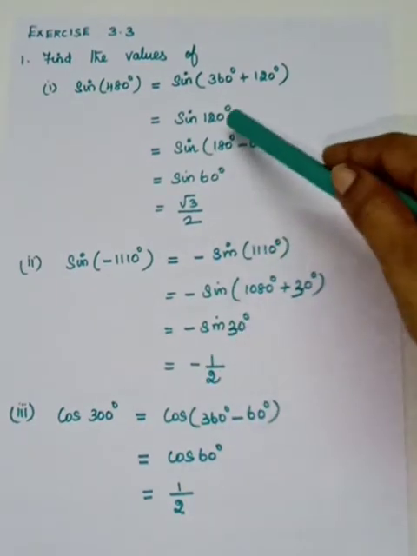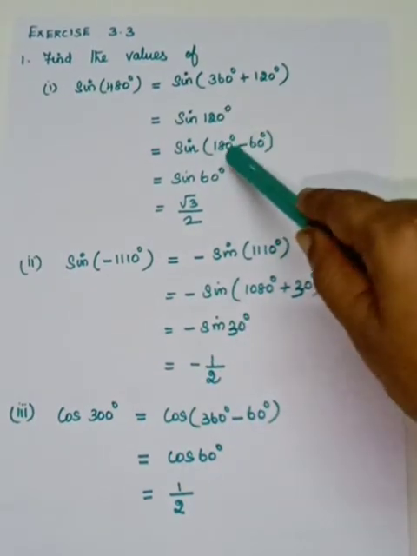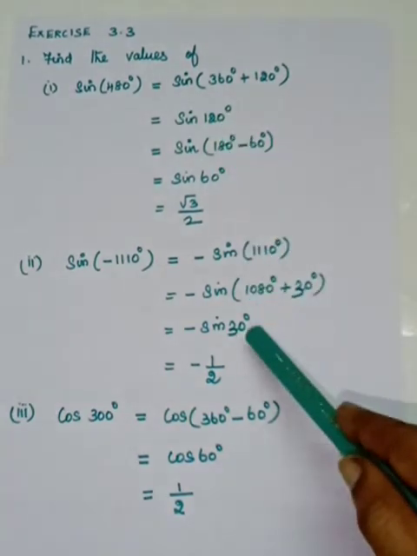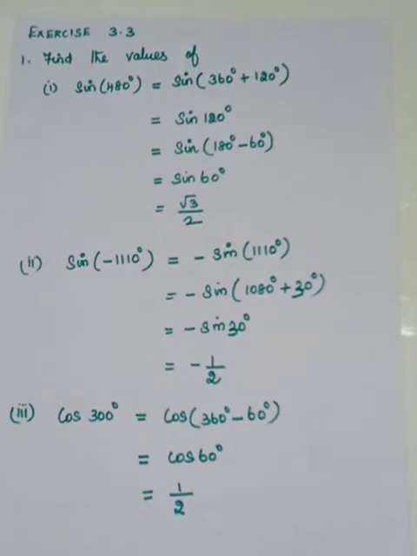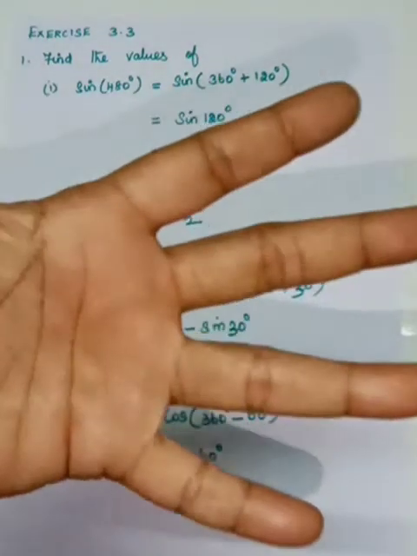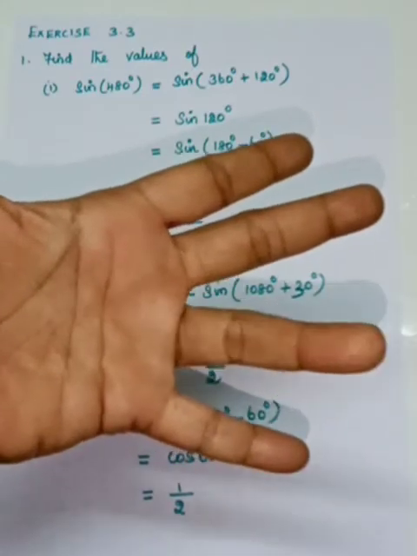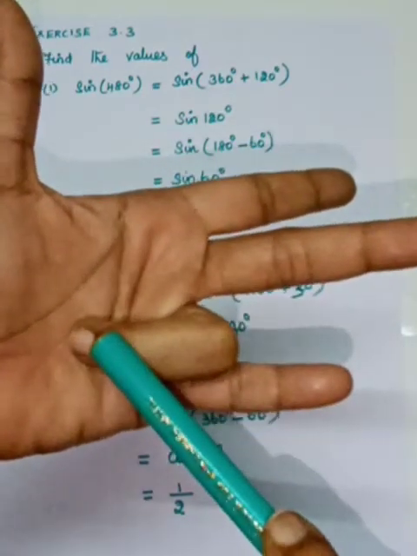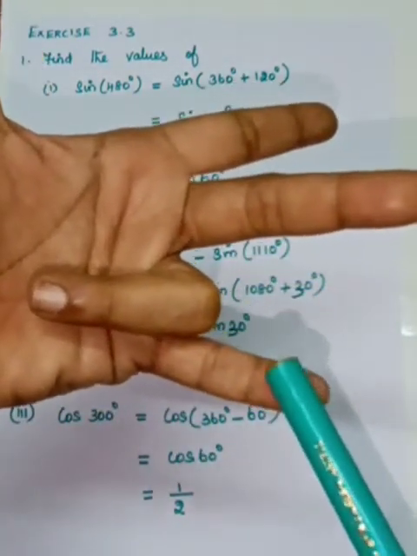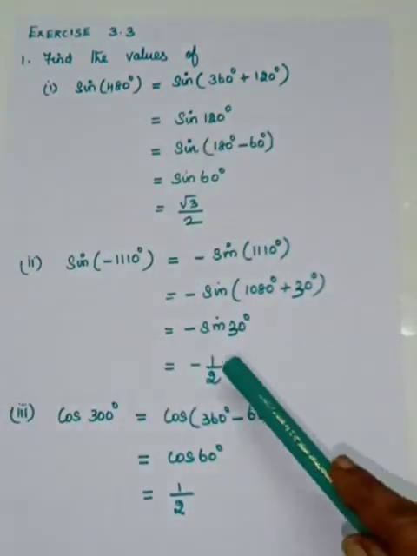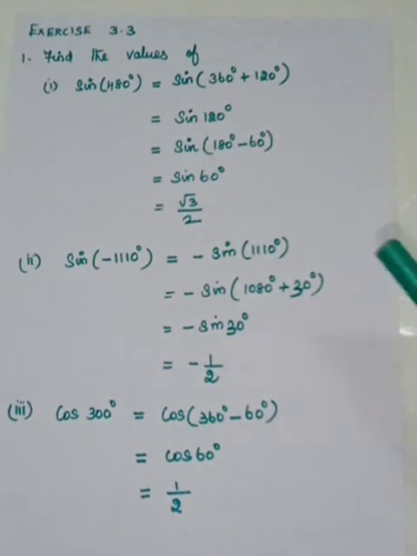Here 120 degree was there, so we converted it into 180 degree minus 60 degree. But here 30 degree you know very well. It's a known angle to you. So use the left hand. This is 0 degree. Here it is 30 degree. If you fold this, so sine theta. The number of fingers below is how much? It is only 1. So root 1 by 2, that is 1 by 2.